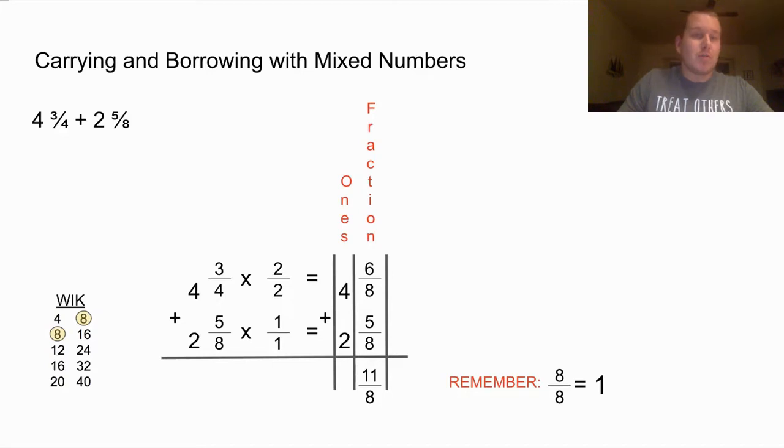So what we should do, just like if we were adding whole numbers or adding decimals, we would carry over to the next place value. So I'm going to take 8 over 8 away from it to make it 3/8, and I'm going to carry over my 1. Then I add 1 plus 4 plus 2, which gives me 7.